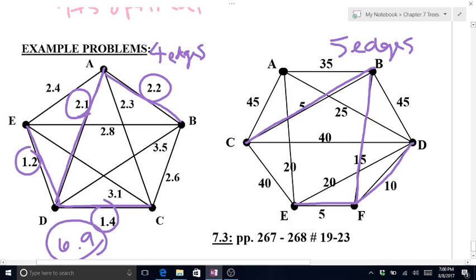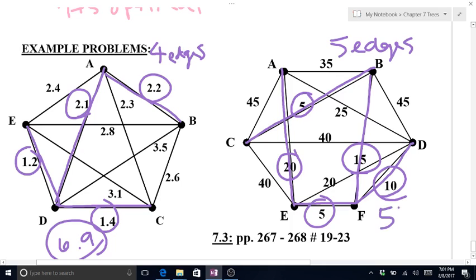My next smallest is 20. I can't use edge E to D though, because that creates a circuit here, that little triangle down in the bottom. But I can use the 20 that represents A and E. So that's 1, 2, 3, 4, 5 edges. I'm good to go, so let's add these. 5, 20, 5, 10, and 15. So that's 10, 20, 40, 55.